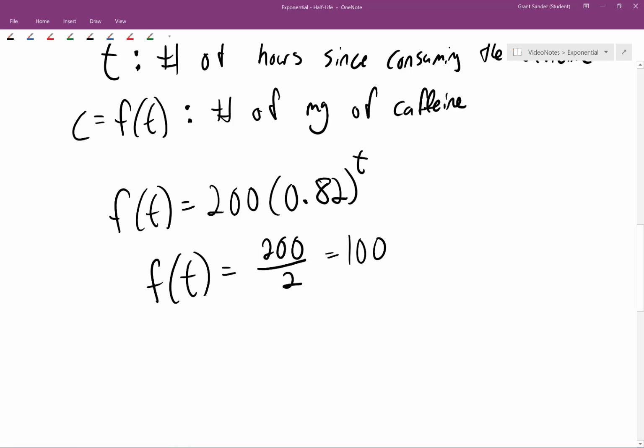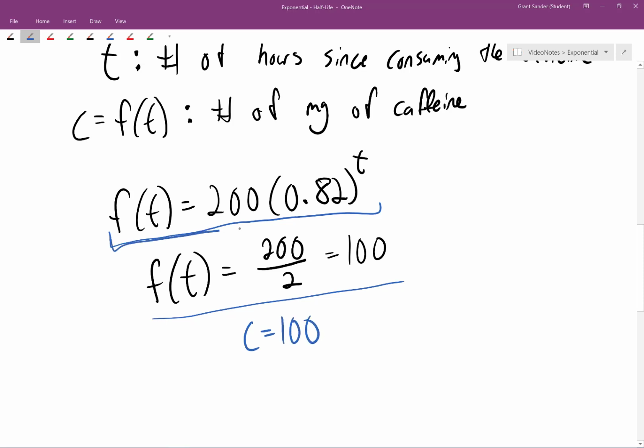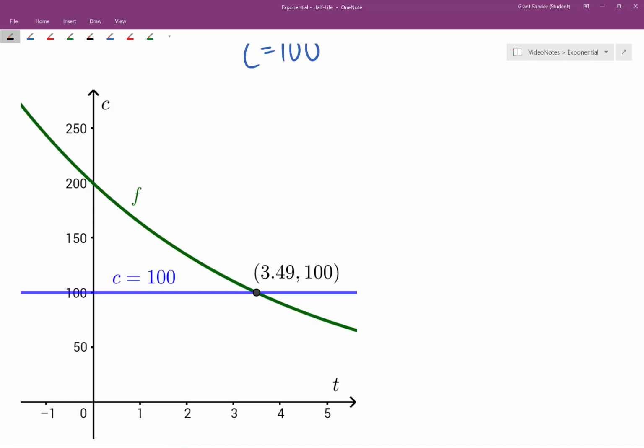And to solve that, we can just plot our function f as well as c equals 100 for this line right here. If we want to know when f of t equals 100, we could plot c equals 100 as well as our function here. So take a second to do that. Your plot should look something like this.